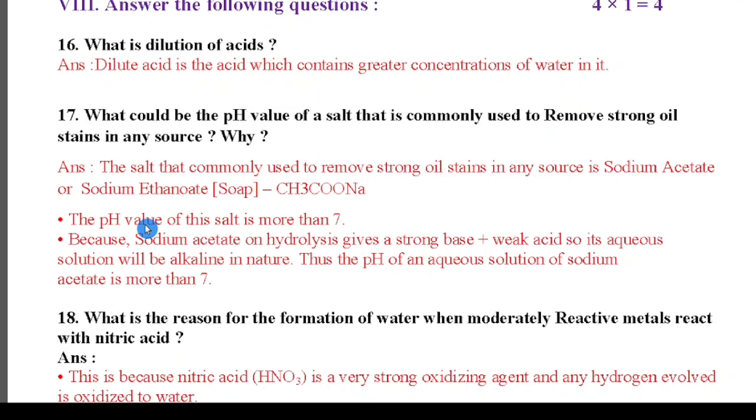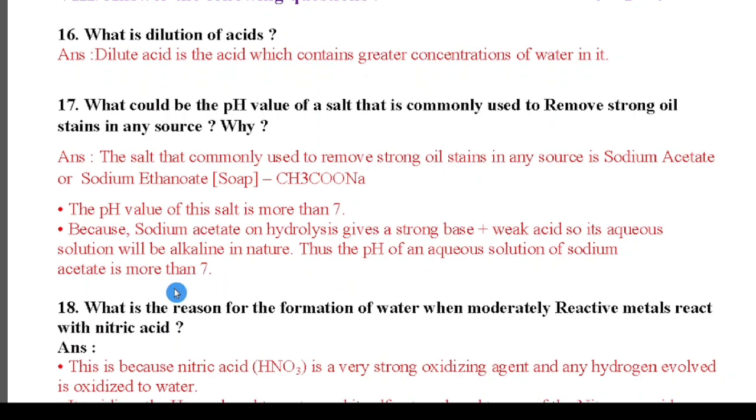The pH value should be more than 7, because sodium acetate on hydrolysis gives a strong base and a weak acid, so its aqueous solution will be alkaline in nature. Thus the pH of an aqueous solution of sodium acetate is always more than 7.